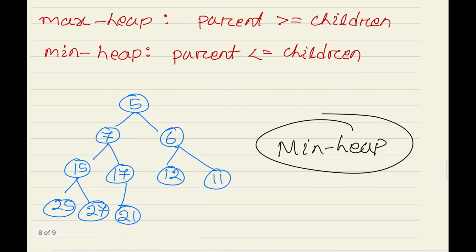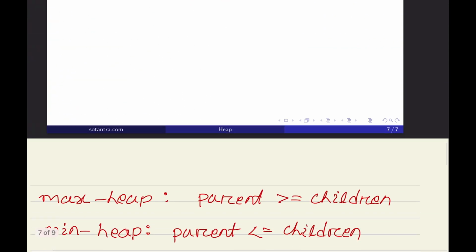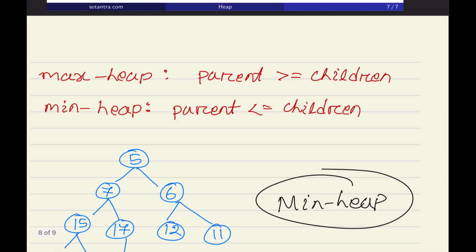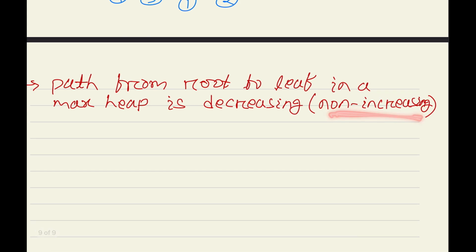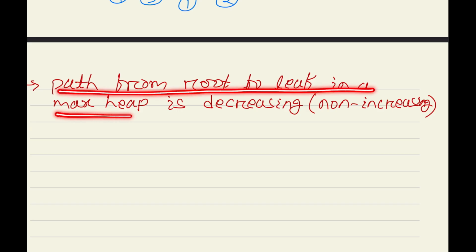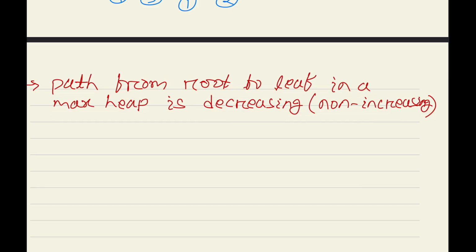So here you can see the condition for a heap is: parent is greater than or equal to its children. So when the same value is allowed as parent and children, the path is non-increasing. Otherwise, if distinct values are there, it is decreasing. So we will see one example. The path from root to leaf in a max heap is decreasing or non-increasing.